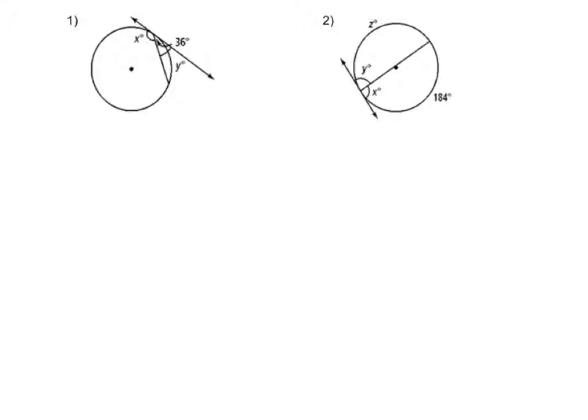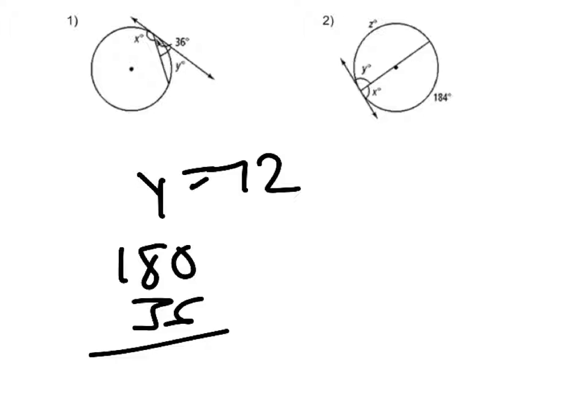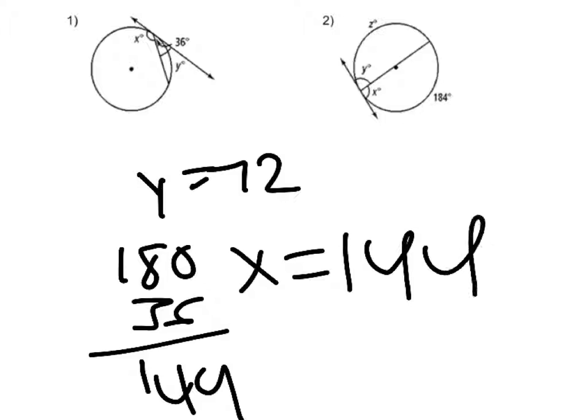We can see that 36 is formed by a tangent and a chord, and that y is its intercepted arc. So 36 times 2 would be 72. Since the intercepted arcs of these two angles take up a full circle, I now know that these two angles are going to be supplementary. So if they're supplementary, I can just subtract 36 from 180 to get my other angle, which would be 144. So x is equal to 144.